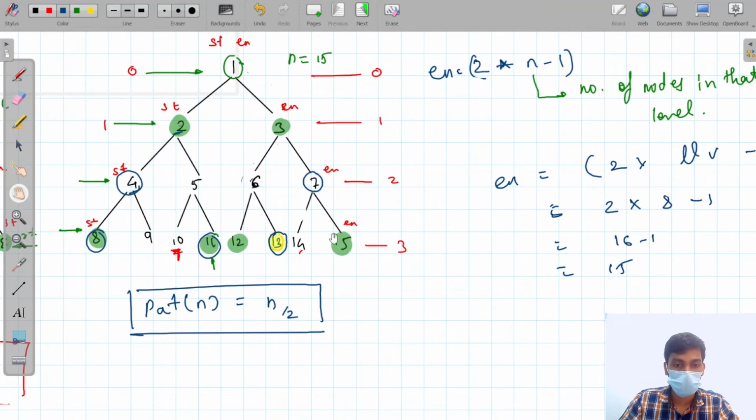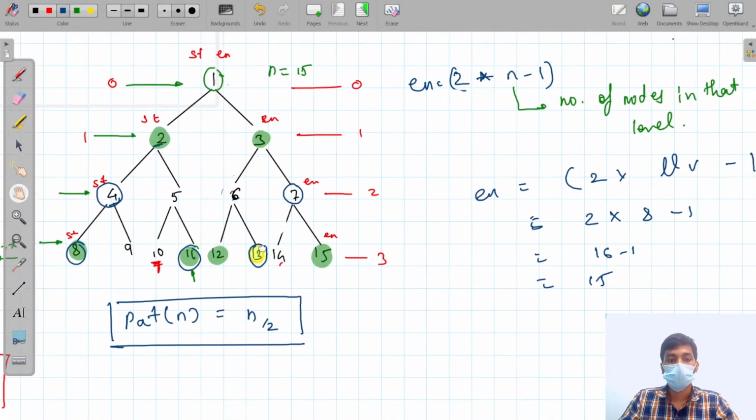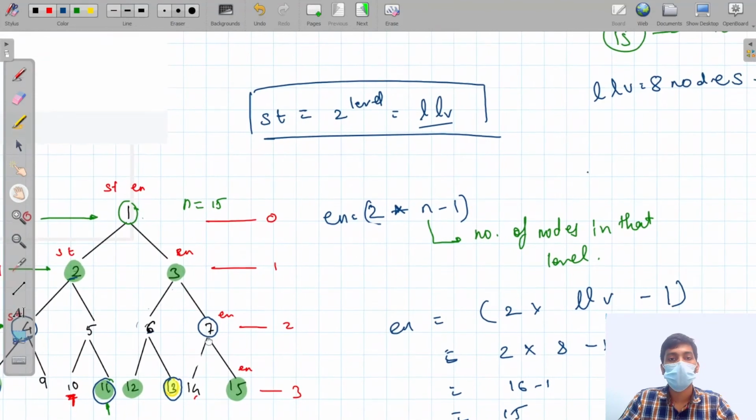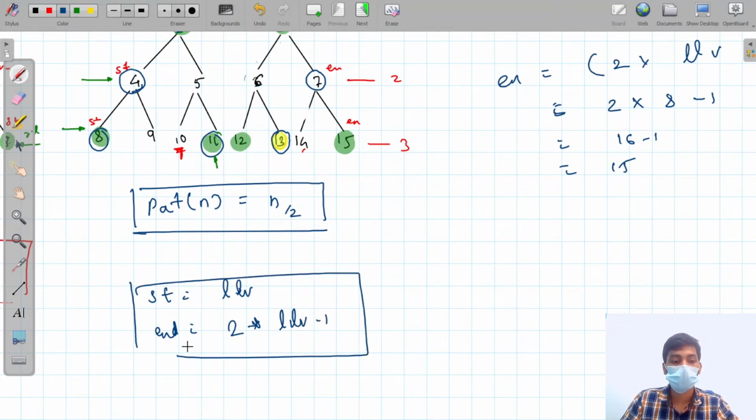So for this 15, or for this 9 10 11 12 13 14, 15 is going to be the ending point and 8 is going to be the starting point. So from this we are able to derive two more formulas. First, the starting point is nothing but the last level value, and the ending point is nothing but 2 into last level value minus 1. These are two more formulas.